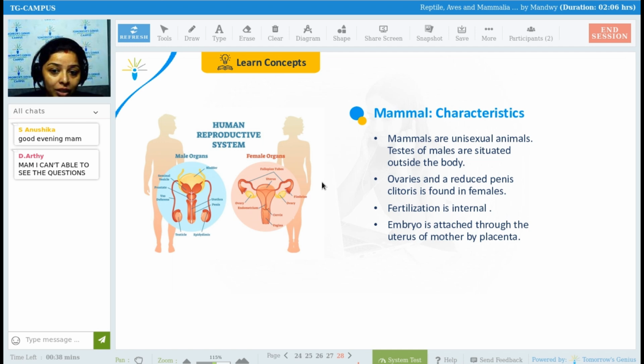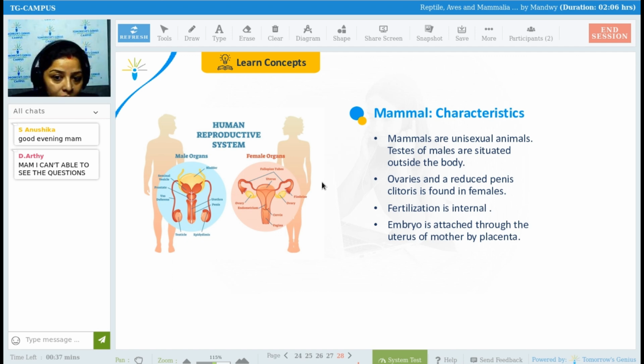Another unique characteristic is mammary glands. So in mammals, there are three unique characteristics. Number one, presence of diaphragm. Number two, external ear. Number three, mammary gland.